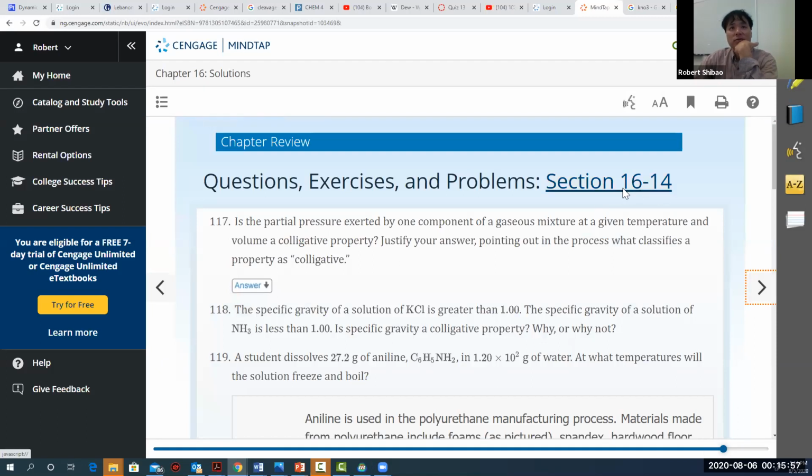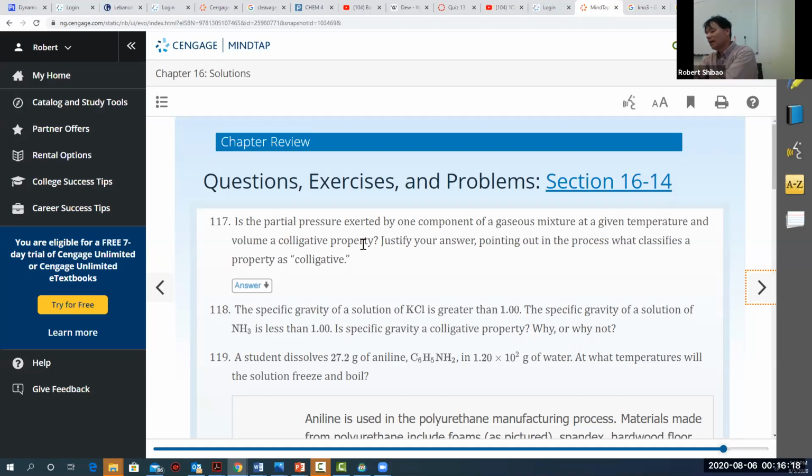Now we're in 16.14. Now we're on colligative properties here. Okay, so is the partial pressure exerted by one component of the gaseous mixture at a given temperature and volume a colligative property? Justify your answer.